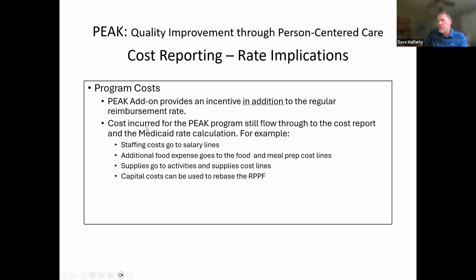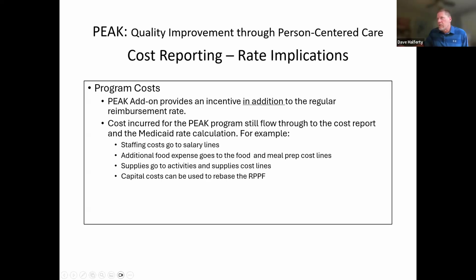But ultimately, the cost that you incur to do the things that PEAK asks you to do, those things flow through to the cost report, and they actually go into the Medicaid rate calculation. Some simple examples of that are just staffing costs. Those go into the salary lines on the cost report, and those feed into the different components of the rate. So any staff time that's spent on PEAK or additional staff time that's added because of PEAK inspired policies, those things are going to go into that cost report and ultimately go into the rate calculation.